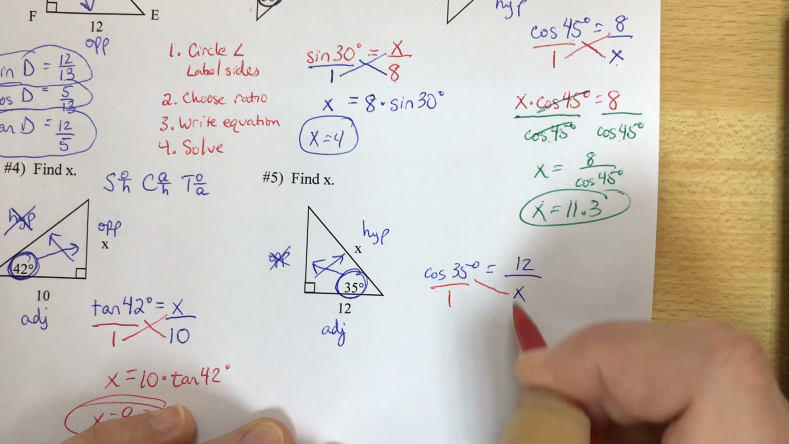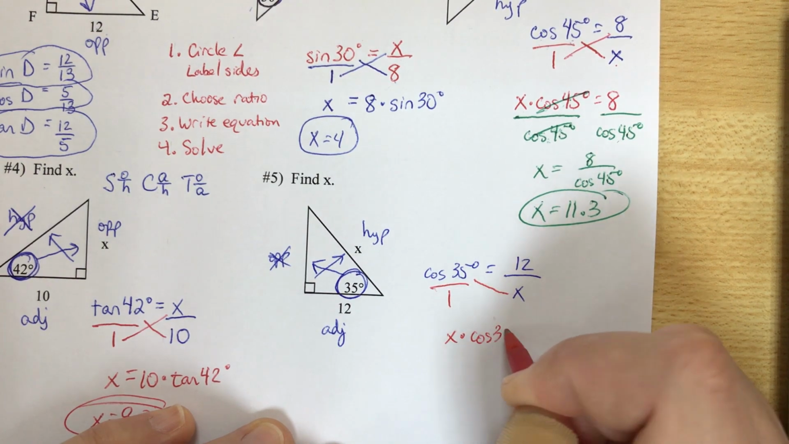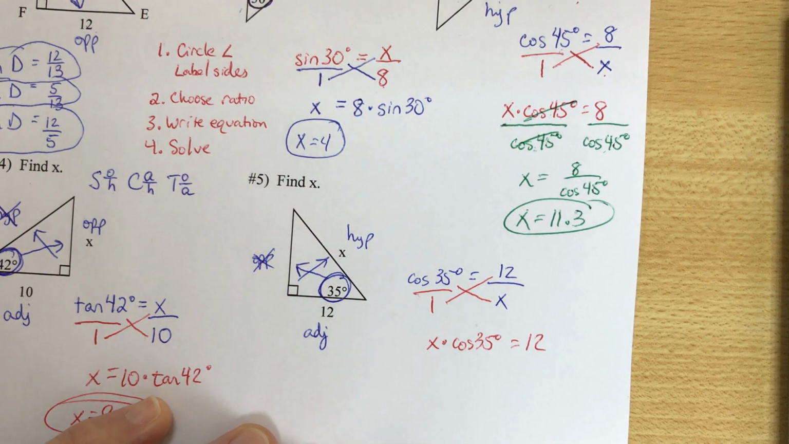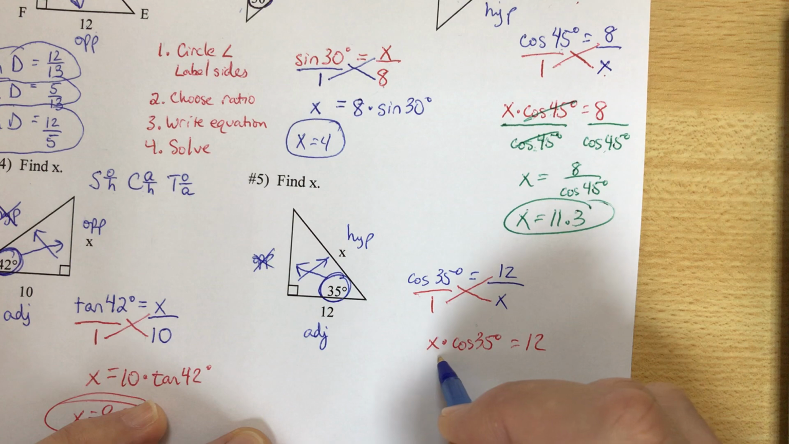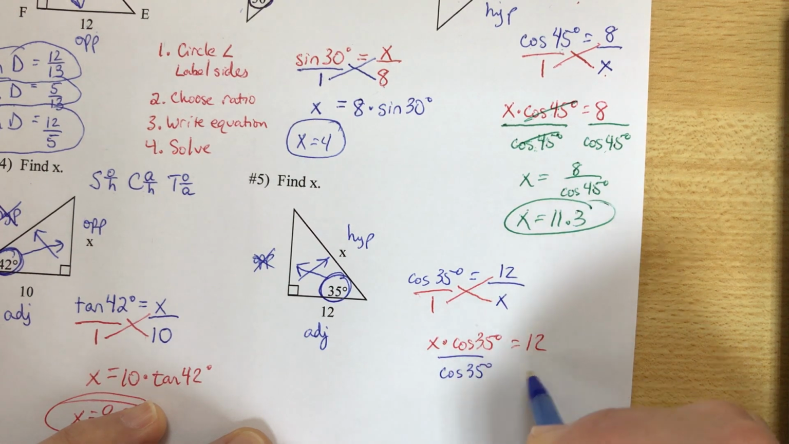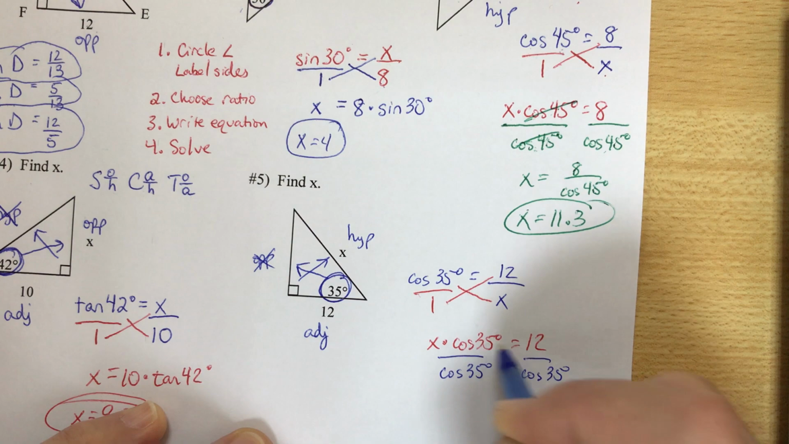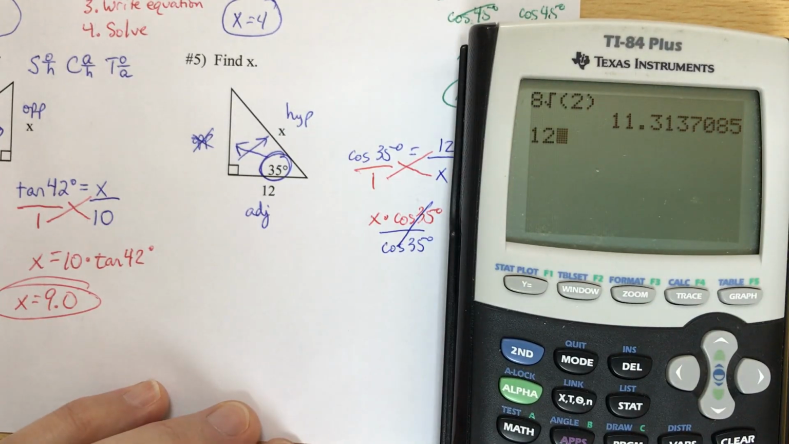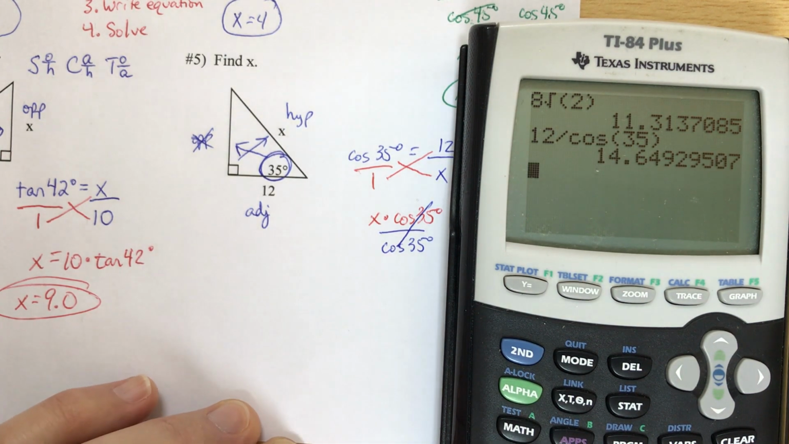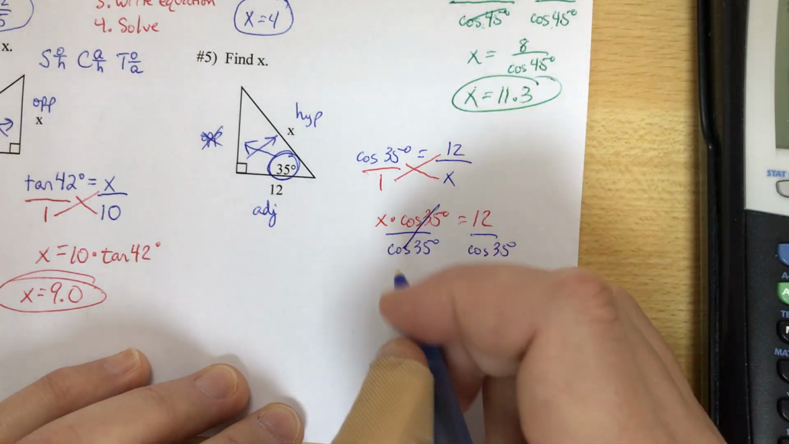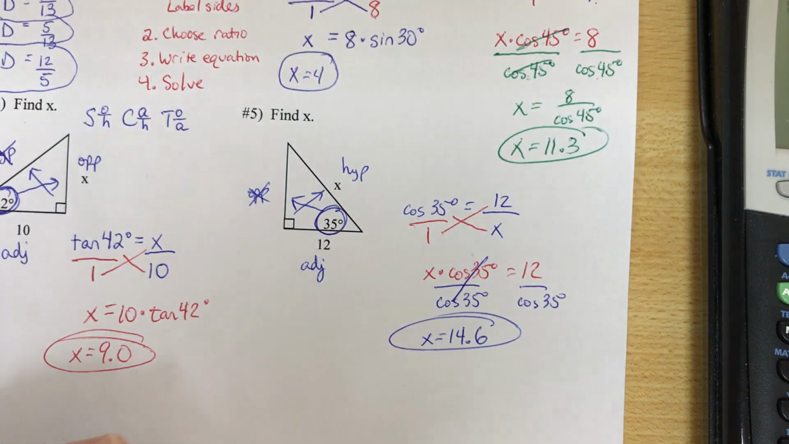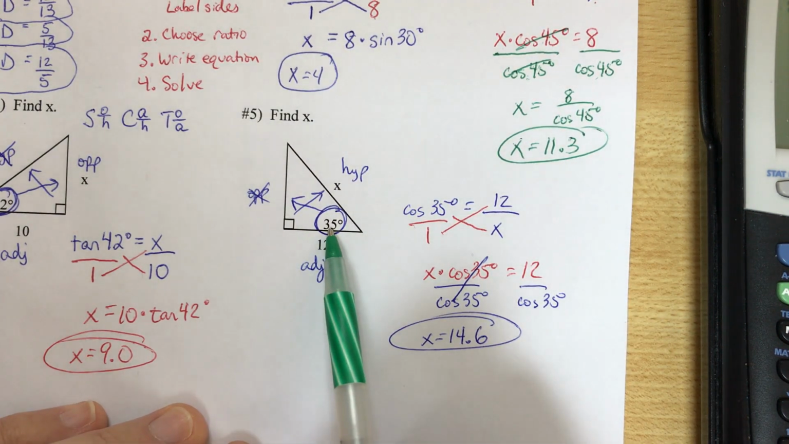Cross multiply. The x multiplies cosine 35 degrees equals 1 times 12 is 12. Now we have to move cosine 35. So to undo multiplication, we have to divide both sides by that. And now we get 12 divided by cosine 35. And we get 14.6. And that's the answer.